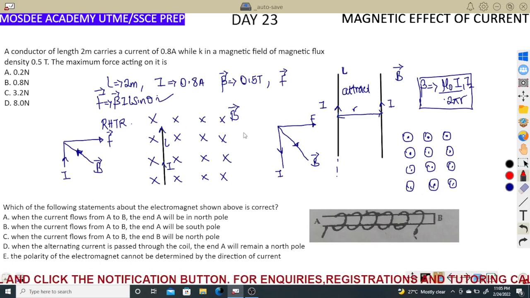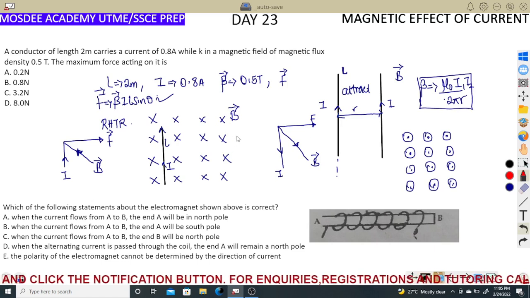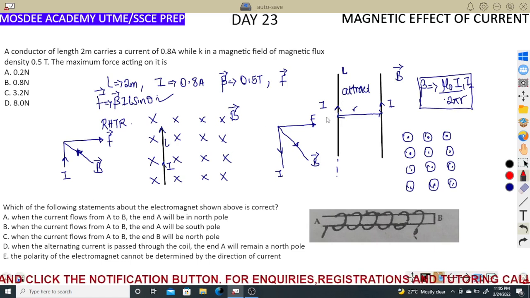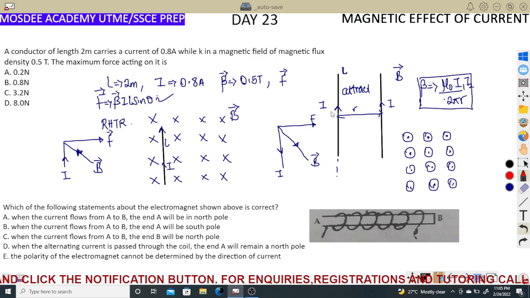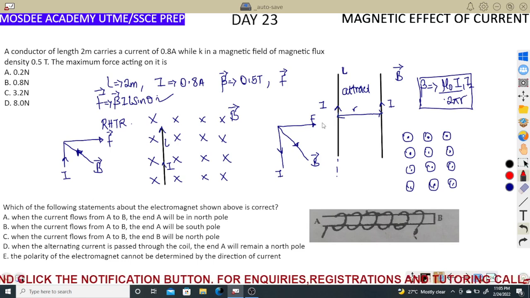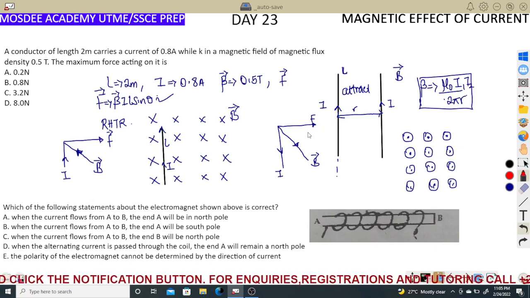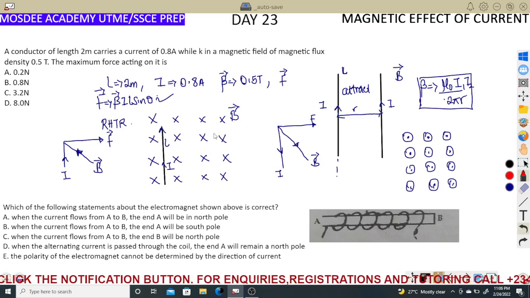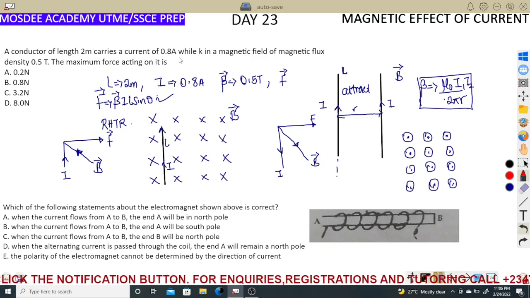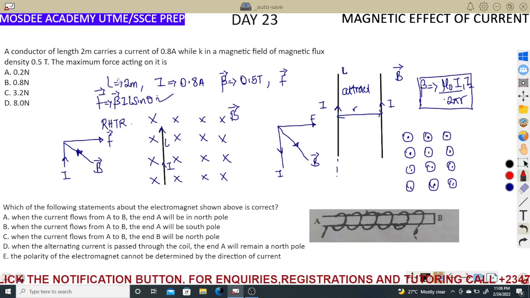And if the wires are moving in the same direction, we say they attract. In opposite direction, we say they repel. These are things you have to keep at the back of your mind. And this is what we define as force on a wire carrying current placed in a magnetic field. So let's solve directly. I think this is a direct question. What is the magnetic field? It is 0.5.